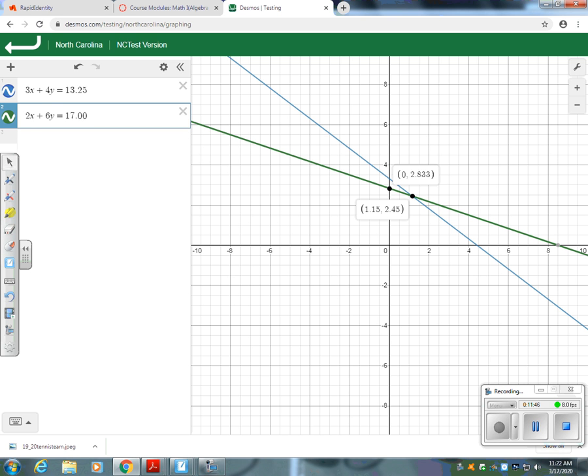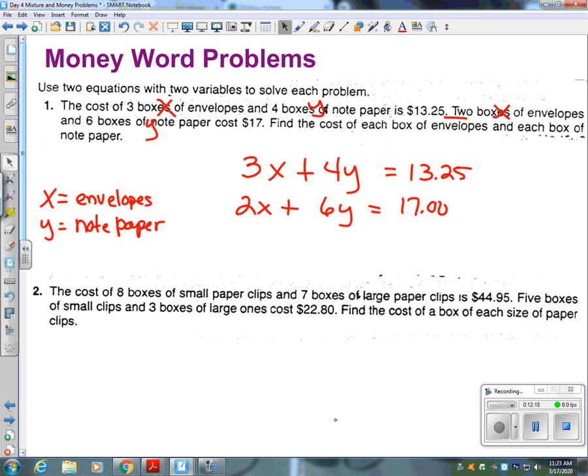Now we can see that these 2 points have been separated, and the one that you want is where the 2 lines cross. So make sure you zoom in, zoom out, trying to figure out where they cross exactly, because you can see that it was giving me the y-intercept and the other point was the x-intercept, but we do not want those 2 points. We want where it crosses, which means $1.15 for envelopes and $2.45 for note paper. So just keep that in mind. You may have to zoom in or zoom out or press your home button before you can find your answers.